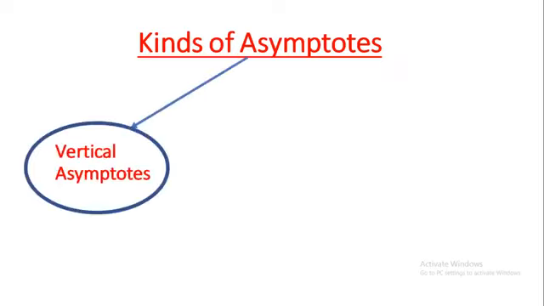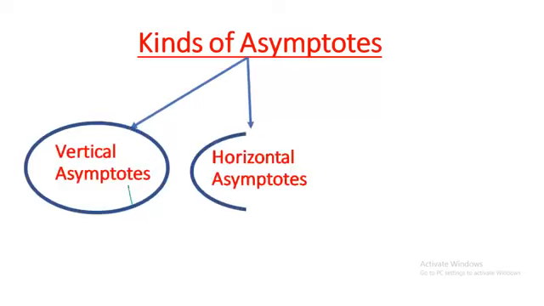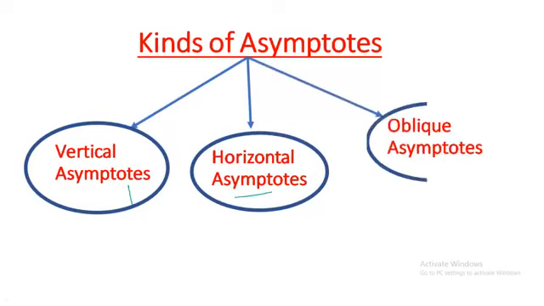Now we will go to asymptotes. What are the kinds of asymptote? Yes, the first one is the vertical asymptote, the second one is the horizontal asymptote, and the third one is the oblique asymptote, and each one of them has a rule. What is the rule of the vertical asymptote?